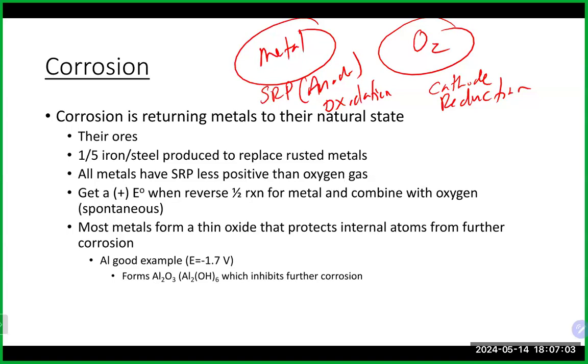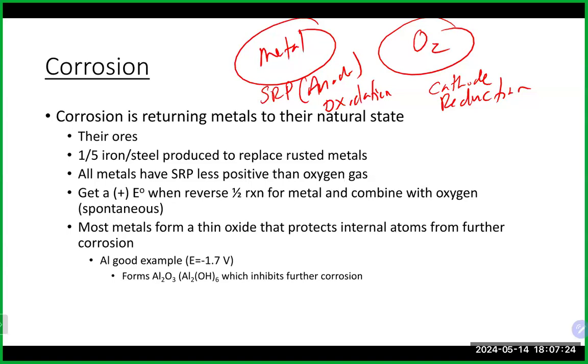And you will get, in that case, a positive value for E. And because you'll get a positive value for E, that means it'll be spontaneous. So it will just happen, right? And that metal will go through corrosion. Now, not all corrosion is necessarily a bad thing.